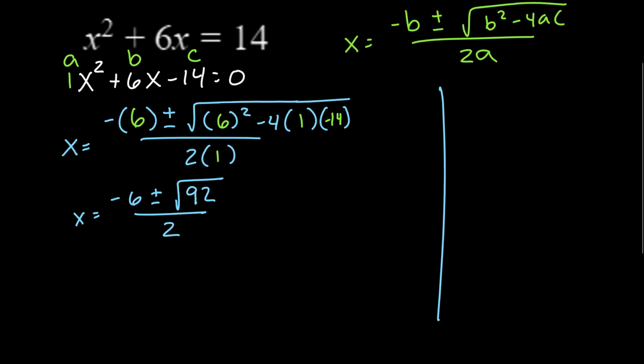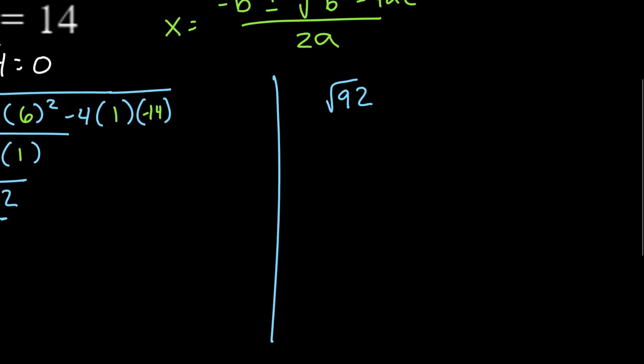So over to the side here, I'm going to do a tree diagram. What factors go into 92? 4 times 23. Okay. 4 times 23. Can 23 be split anymore? 23 is a what? Prime number. Okay. Can 4 be split? Into? 2 and 2. All right.